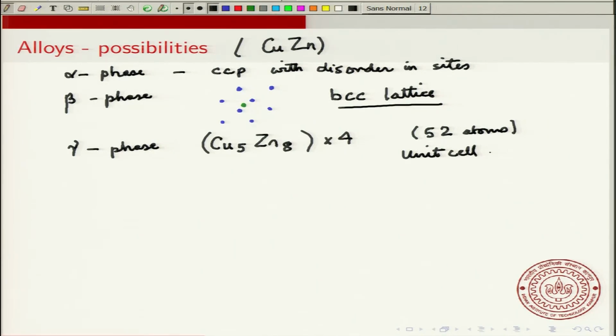There are other phases that are also possible. There are hexagonal phases. So epsilon and eta, these are hexagonal phases.